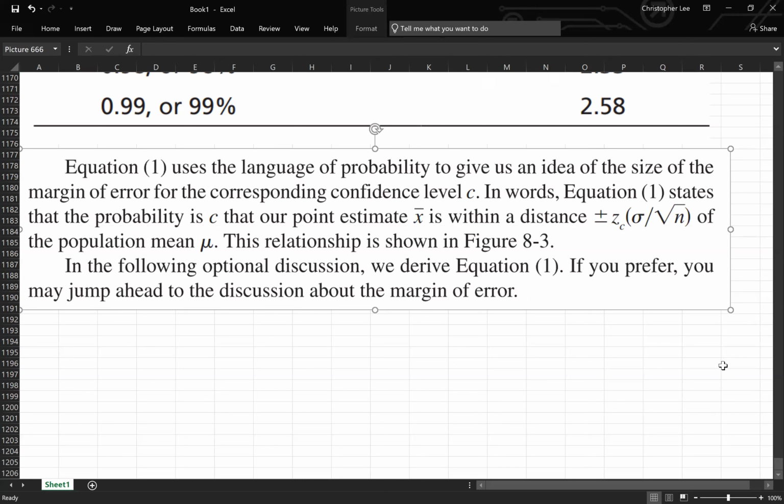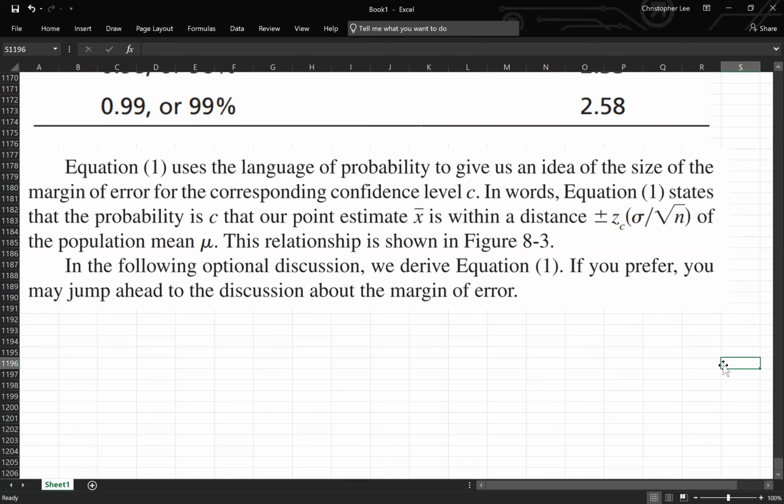All right, so equation 1 uses the language of probability to give us an idea of the size of the margin of error for the corresponding confidence level C. In other words, equation 1 states that the probability is C that our point estimate X bar is within a distance of plus or minus Z critical times the population standard deviation divided by the square root of N of the population mean mu. This relationship is shown, right? In the following optional discussion, we're going to derive where this is coming from, right? This is going to be some good stuff right here.